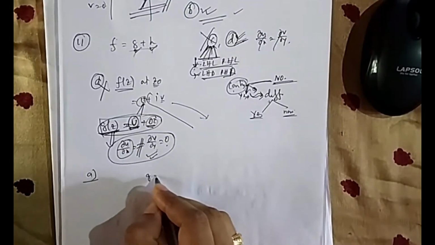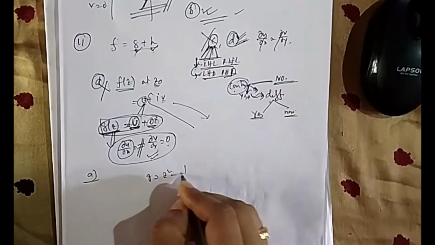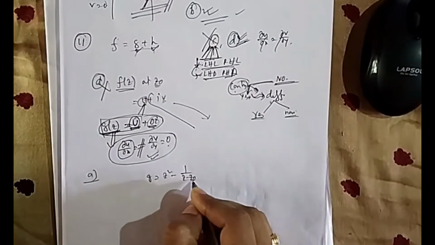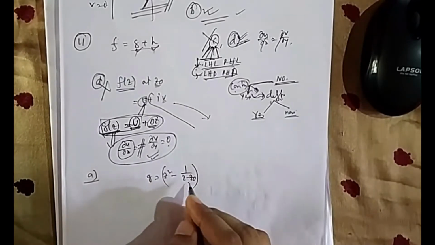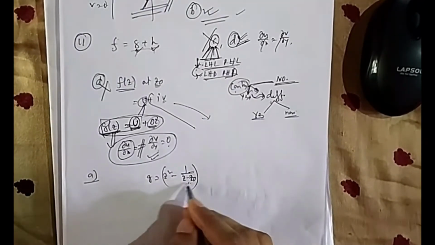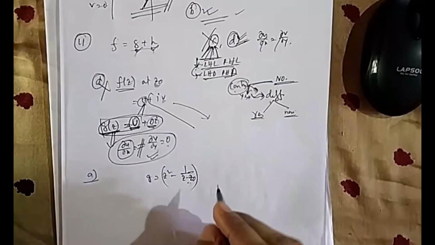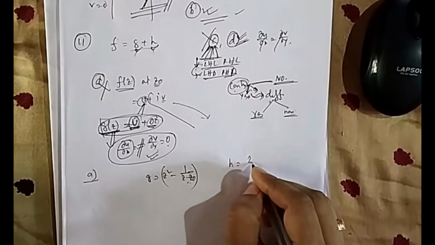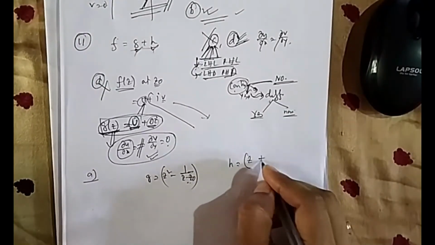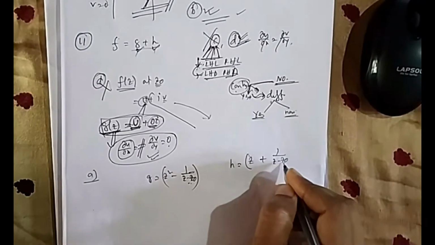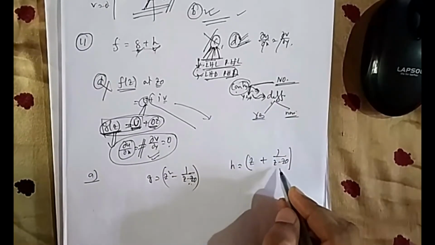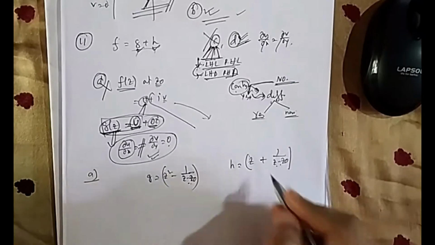Let's take g equal to, suppose, (z square minus 1) by (z minus z0). Is it differentiable at z0? No, because 1 by (z minus z0), if you put z0, it becomes infinite, it is not continuous there. So h is equal to, again, suppose, (z plus 1) by (z minus z0). Is it continuous or differentiable? No, because at z0 it is infinite.